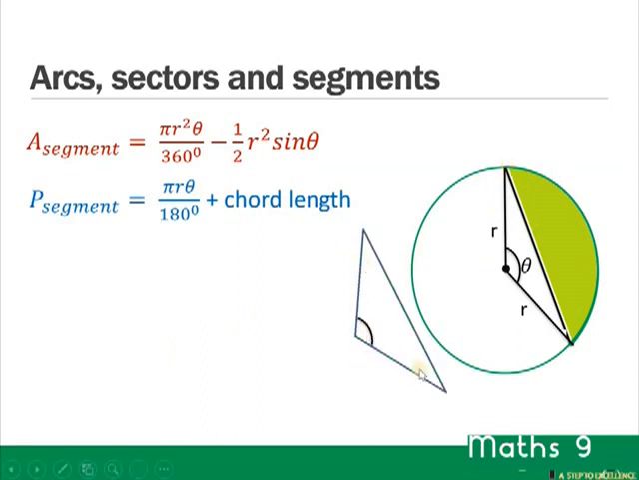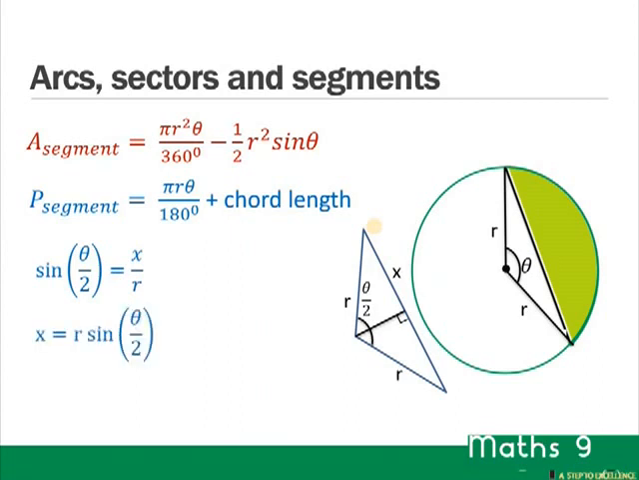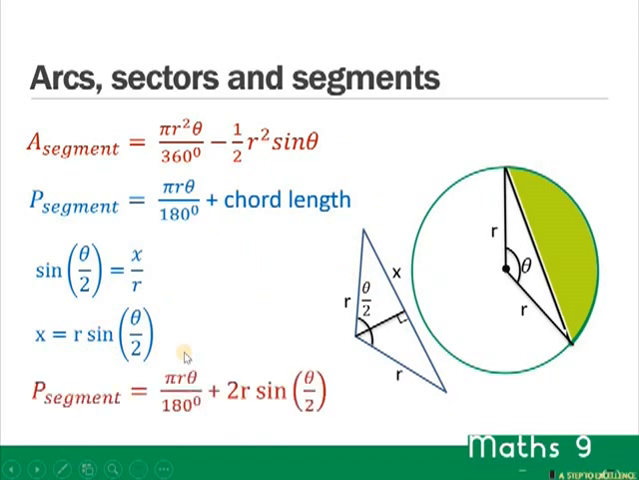Here's the diagram. Let's divide this triangle in half. Then this angle is theta over 2. These two sides are both r, and this length here is x. This is the length we're trying to find. We can use trigonometry to get that sine of theta over 2 equals opposite over hypotenuse, which is x over r. So x equals r sine theta over 2. So the chord length is 2x, which is 2r sine theta over 2. And the perimeter of the segment is pi r theta over 180 plus 2r sine theta over 2.